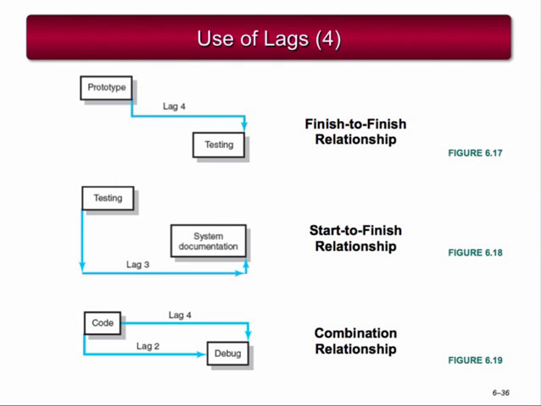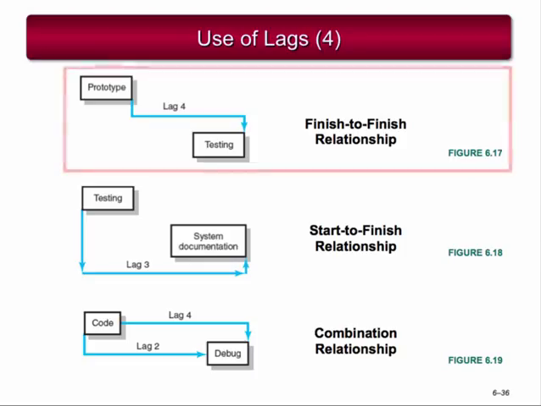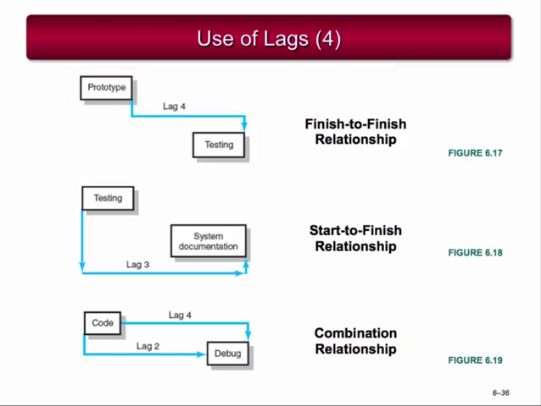This slide provides examples of the finish-to-finish relationship, the start-to-finish relationship, and a combination relationship. In the finish-to-finish relationship, the finish of one activity depends on the finish of another activity. For example, testing cannot be completed any earlier than 4 days after the prototype is complete. Note that this is not a start-to-start relationship because the testing of subcomponents can begin before the prototype is completed, but 4 days of system testing is required after the prototype is finished.